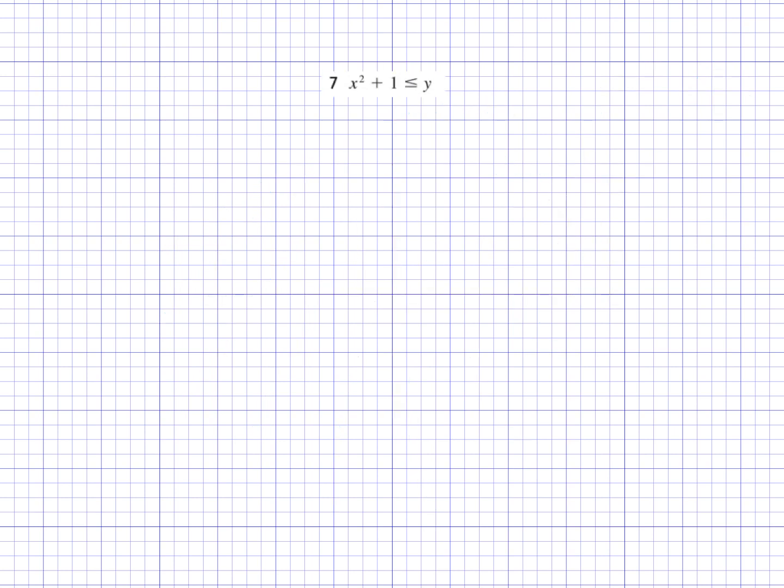Another parabola. Let's just turn this around, shall we? y is greater than or equal to x squared plus 1. I just like to have what I'm solving for on the left. So again, this is a parabola. There's your parent function, and it shifts up 1. So actually, that's what it looks like. We got to do the shading right.